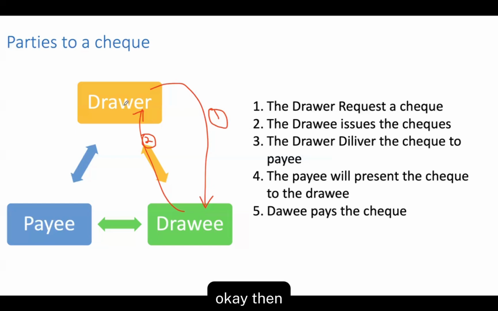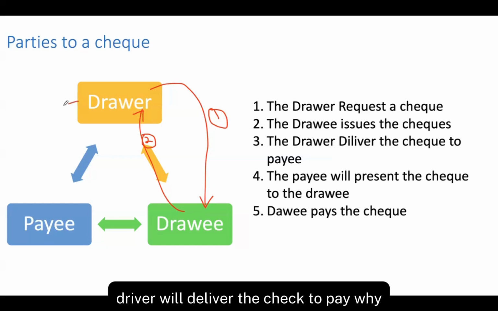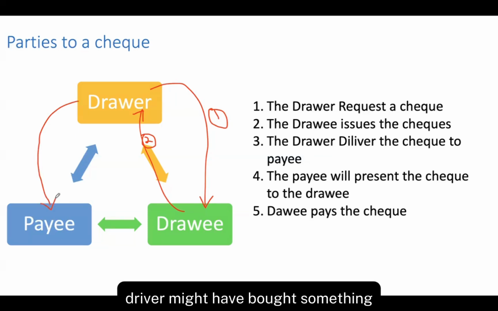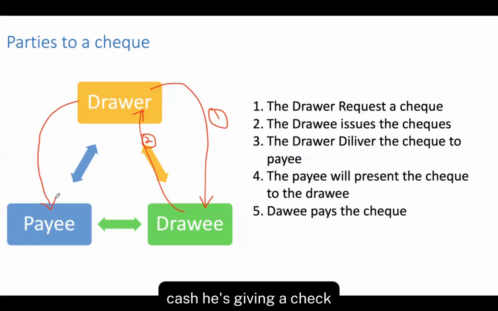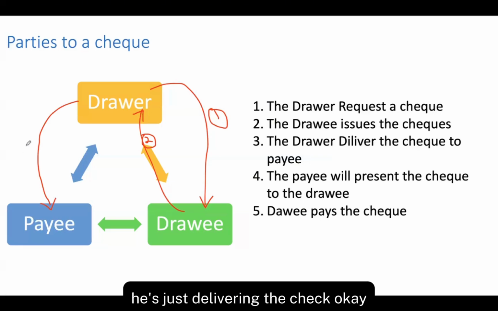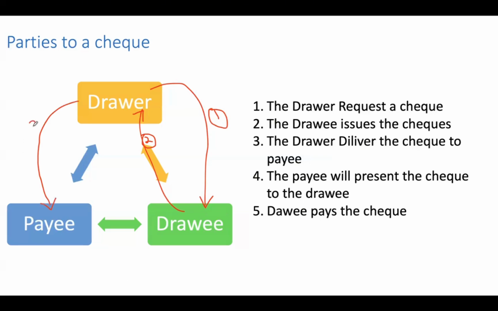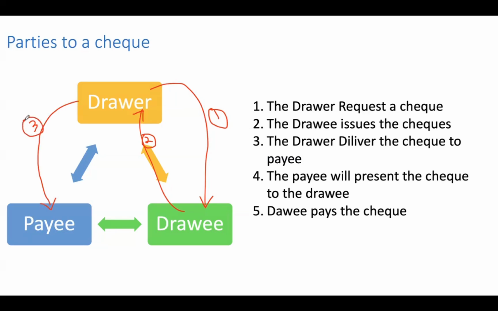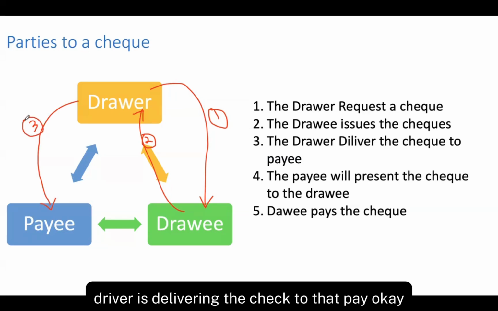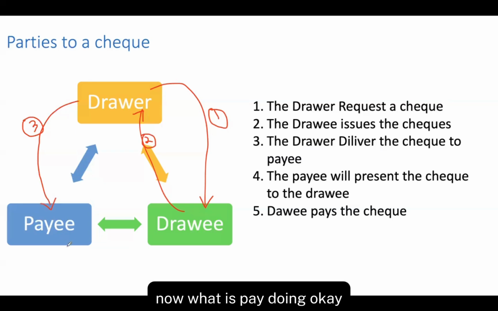Then the drawer will deliver the check to the payee. Why? The drawer might have bought something, so the drawer should pay him. Without paying the payee cash, he is giving a check. He is just delivering the check to the payee. Now, what is the payee doing?